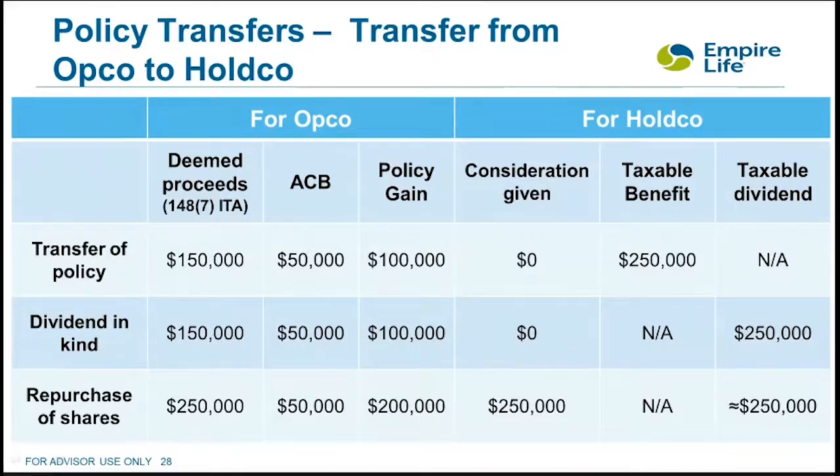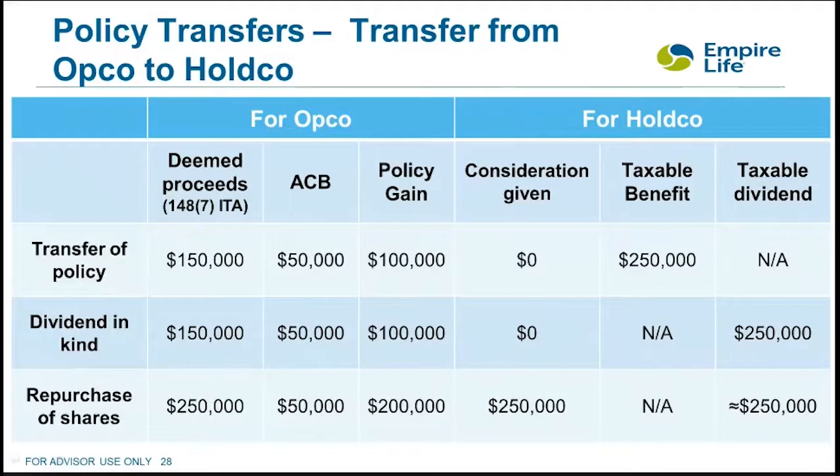and the resulting policy gain is $100,000. Since the policy is transferred to one of its shareholders, but the shareholder did not pay for the policy, a taxable benefit results for the holdco. As we saw earlier, this shareholder benefit is equal to the difference between fair market value and the consideration paid, zero in this case. The taxable benefit for holdco is $250,000, and opco will not be allowed to have any deduction for that amount.